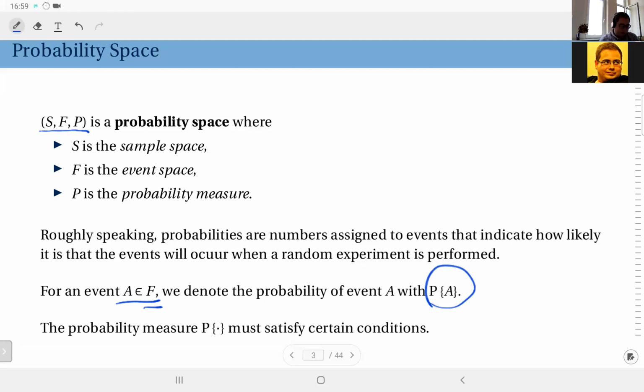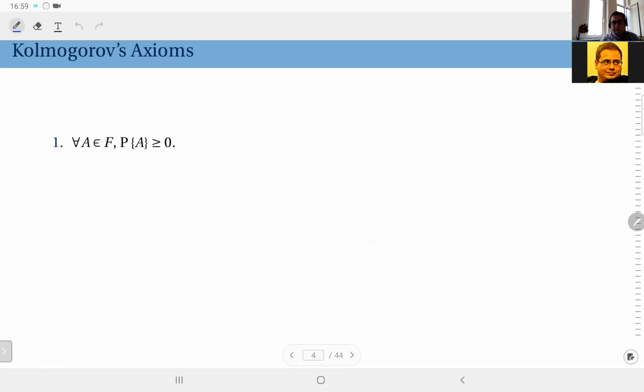So this probability measure is not just any function. Of course, there are certain conditions that it has to satisfy. These are laid out by the Russian mathematician Kolmogorov, and here we are going to talk about Kolmogorov's three axioms.